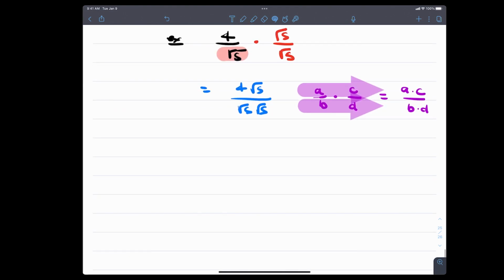It just so happens, what's 4 times the square root of 5? That's just what? 4 square root of 5. Good. And then square root of 5 times square root of 5 is the number 5. So now you are done, ladies and gentlemen. You're dividing here. So what do you guys think? Is that okay?